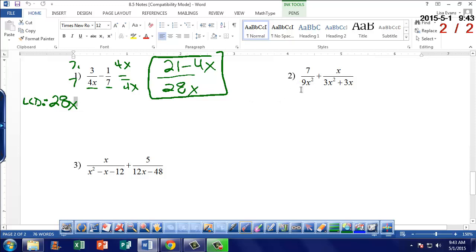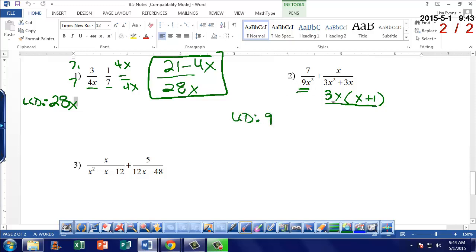Okay, so number 2. I leave that denominator alone. There's nothing I can do there. This one, I'm going to factor out a 3x. When I factor out a 3x, I'm left with x plus 1. Now, they both have a 3, right? Because I can divide 3 into 9, but it needs to be a 9. I can't go smaller than my largest number. So I know my least common denominator has to have a 9.